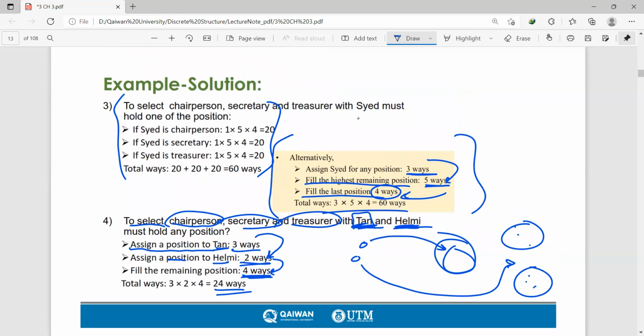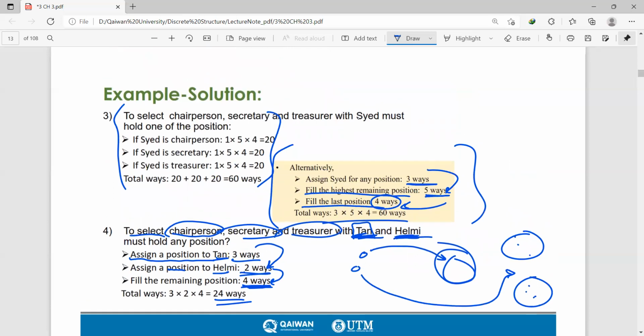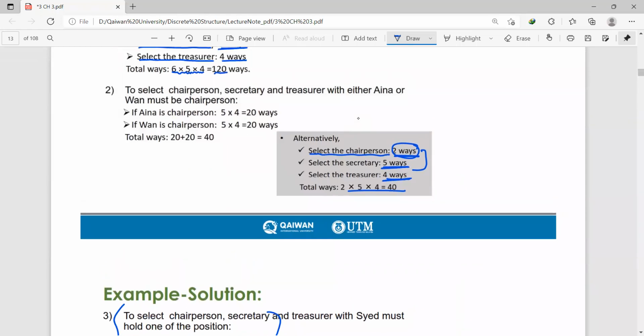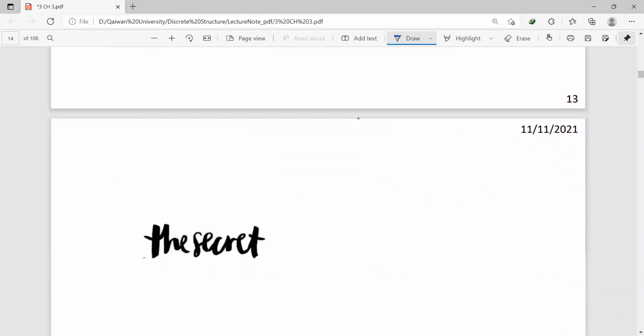Do you have any question about this example? It's really easy. Just don't be confused. It's so easy to solve.